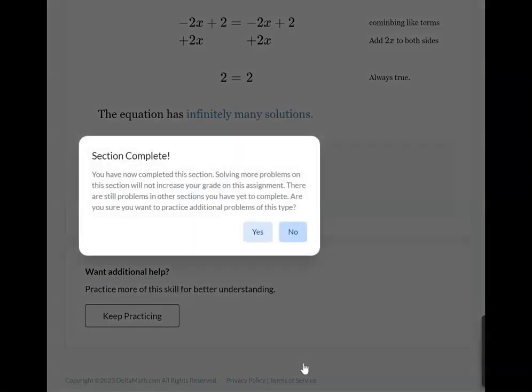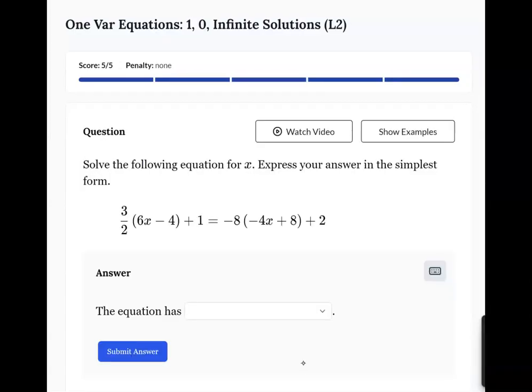Let's practice one more time. Let's see what we get. 3/2 times 6x is going to be 9x. 3/2 times minus 4 is going to be minus 6. Don't forget to bring down the plus 1.